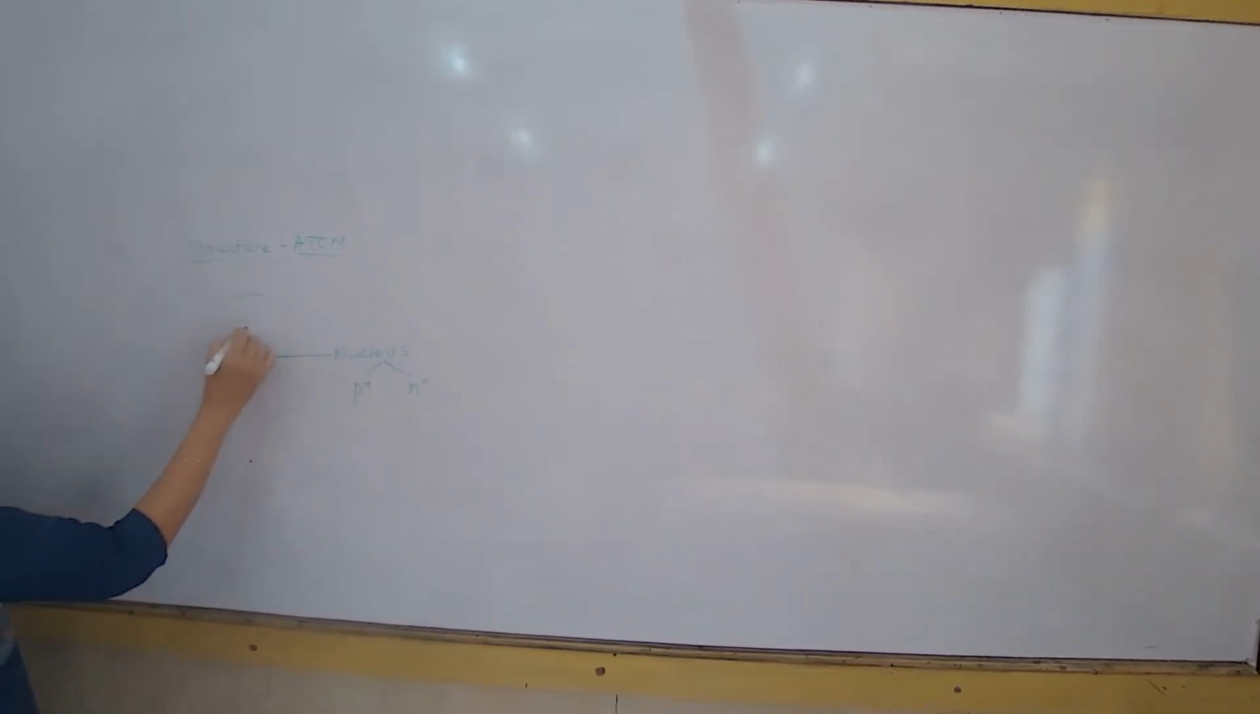Okay, so now we are going to show that these electrons are the ones which are present in the outermost orbit. Okay.